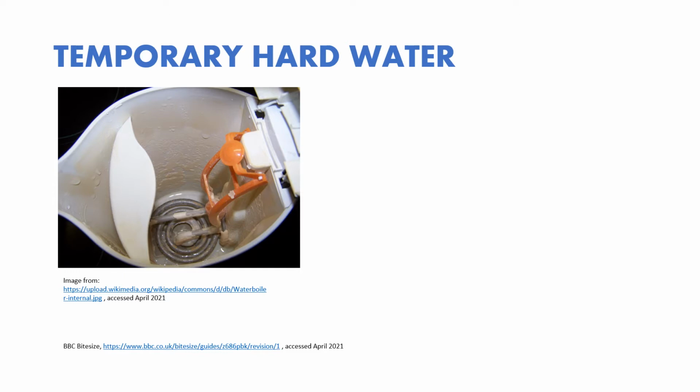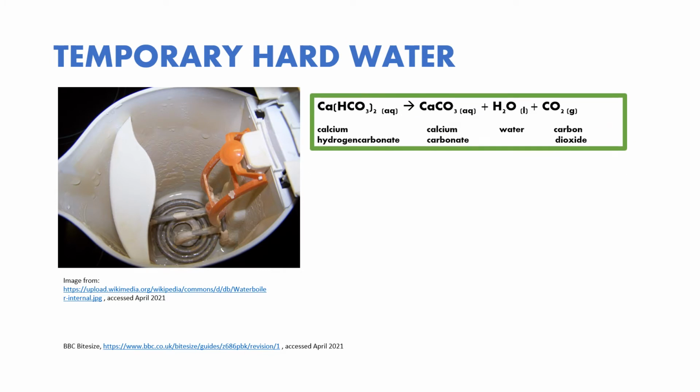During this process of boiling, soluble calcium hydrogen carbonate is broken down into insoluble calcium carbonate, water, and carbon dioxide. Now, pause the video and see if you can figure out what the equation is for this process. Here's the equation, and congratulations if you had it right.